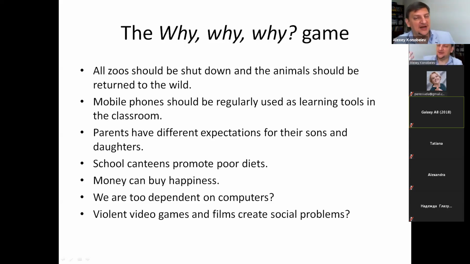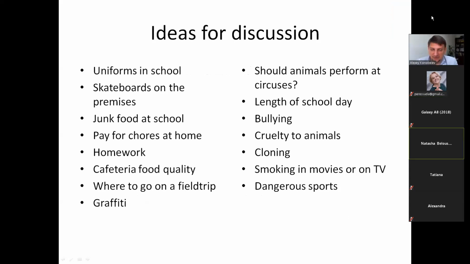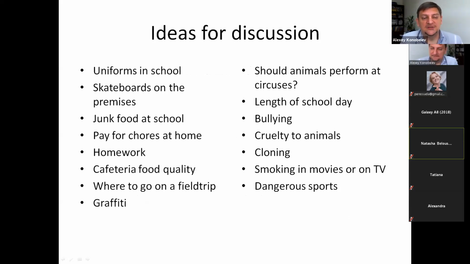Okay, so here you have a lot of statements, and I am sure you can come up with dozens of them, which can be interesting for the students to discuss and debate. Here are some more ideas for discussion on which you can base your statements. For example, you can talk about uniforms in school, whether they're a good idea or not. You can talk about skateboards on the premises, whether they should be allowed or not. You can speak about junk food at school, just as we have done. You can talk about whether family members should be paid for doing chores at home, and then who would pay the mother. We can talk about cafeteria food quality, where to go on a field trip, whether graffiti is a good or a bad thing, whether animals should perform at circuses. You can talk about bullying, cruelty to animals, cloning. Basically, you can talk about anything. Here are a few ideas which you can turn into those controversial statements. An opinion gap is a brilliant, brilliant motivation for discussions.